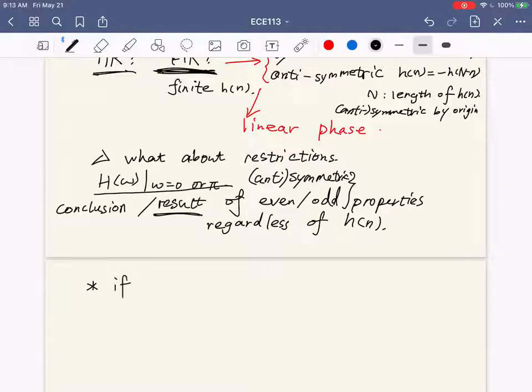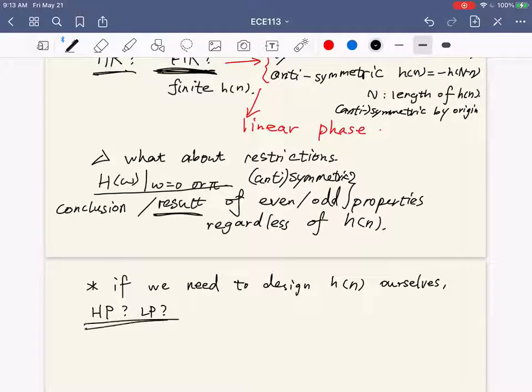If we need to design the h of n ourselves, so now we are not given an h of n, we need to design our own h of n. In this case, we can choose which type of FIR we want, right? So now we have to consider, do we want to design a high pass, low pass filter, or any other characteristics? And combining these requirements, we can further look at the restrictions to find the one that is most suitable. Okay. Any questions regarding that?